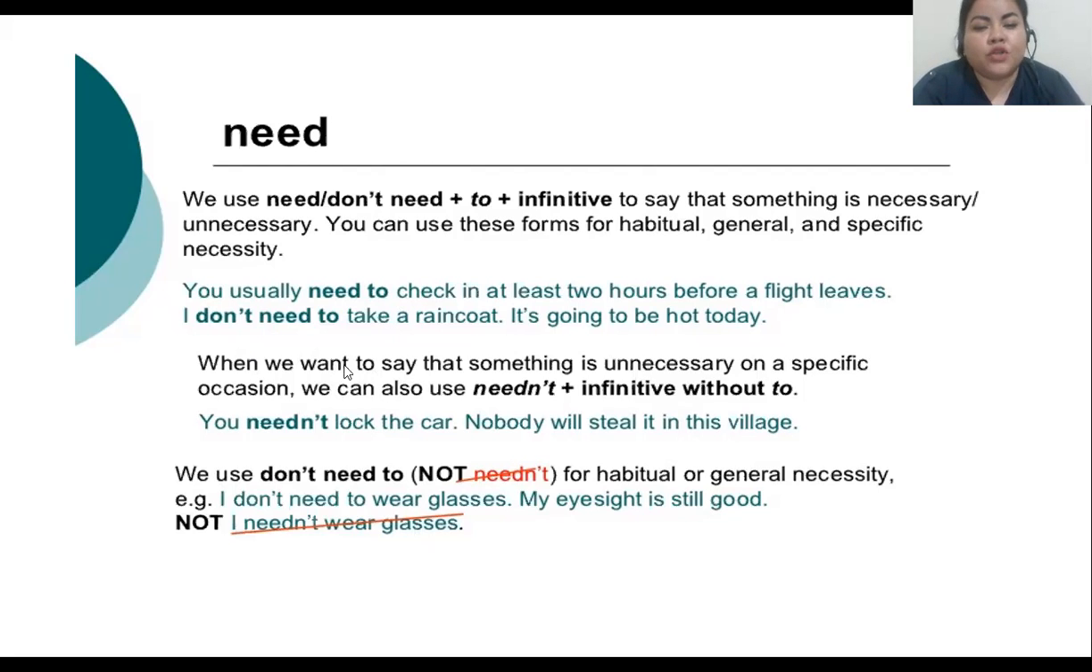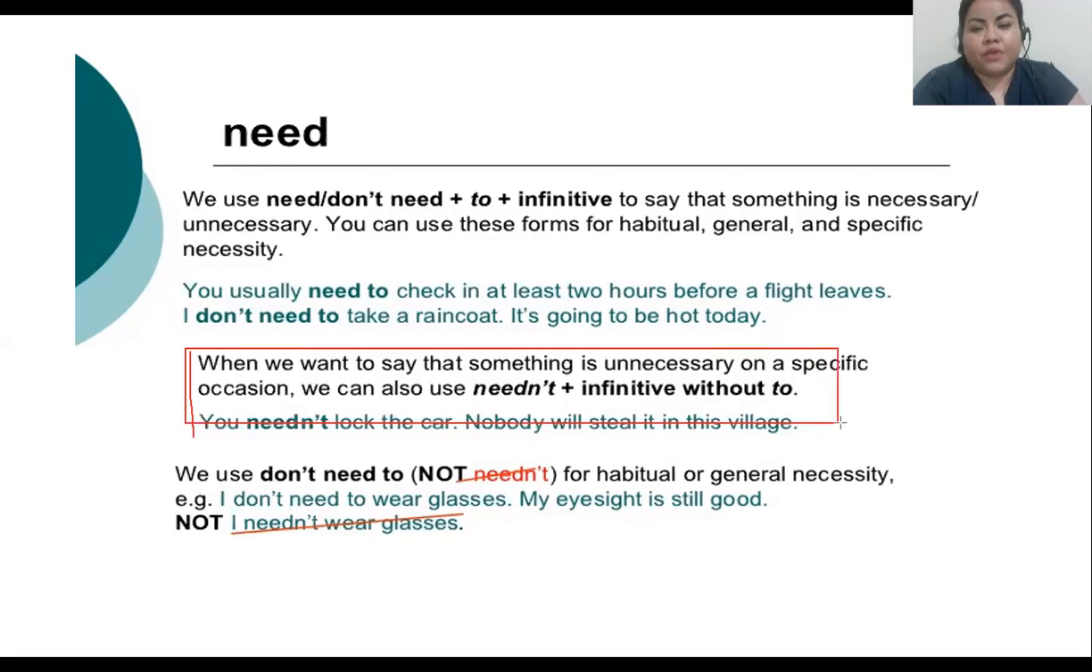Now, we also have another form que les quiero mostrar, pero esta es muy posible que la vean, pero nosotros no la vamos a utilizar acá. Es this one. It's this one right here.